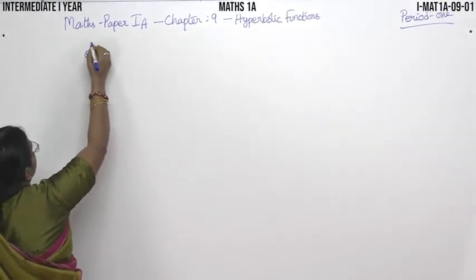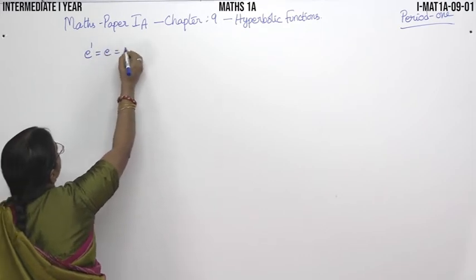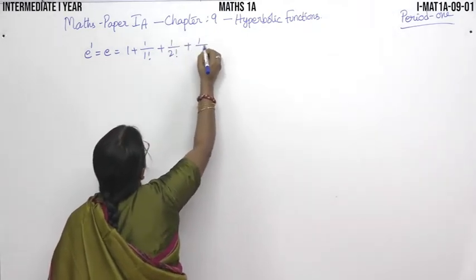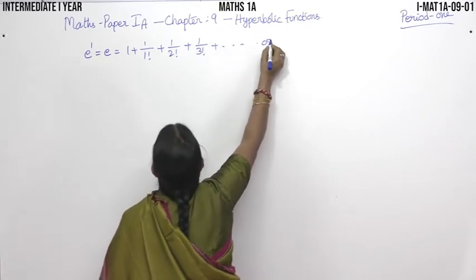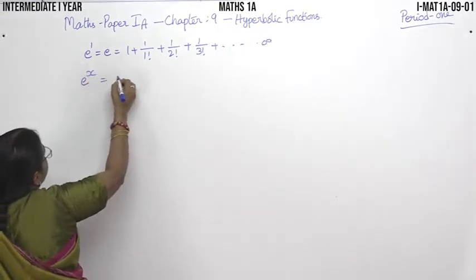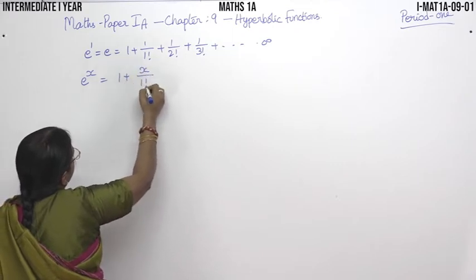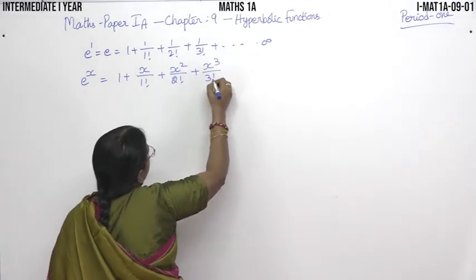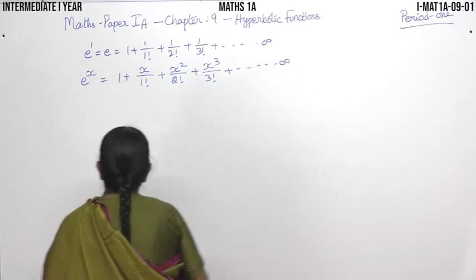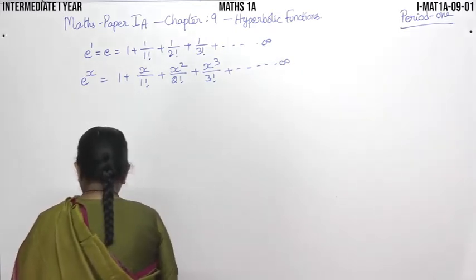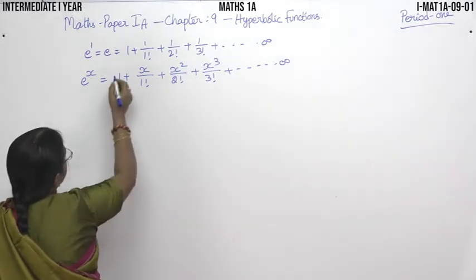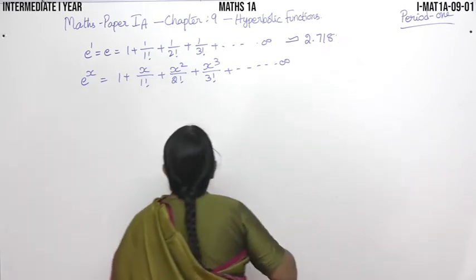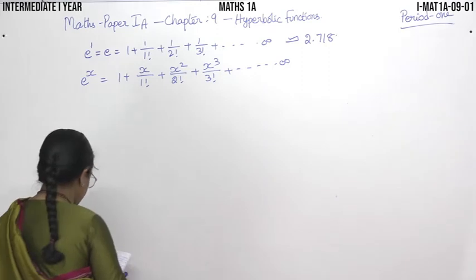So first we'll write e power 1. E power 1 is equal to 1 plus 1 by 1 factorial plus 1 by 2 factorial plus 1 by 3 factorial plus so on to infinity. Next, e power x expansion. E power x is 1 plus x by 1 factorial plus x square by 2 factorial plus x cube by 3 factorial plus so on to infinity. Both are infinite series. This e is approximately equal to 2.718. E is an irrational number.